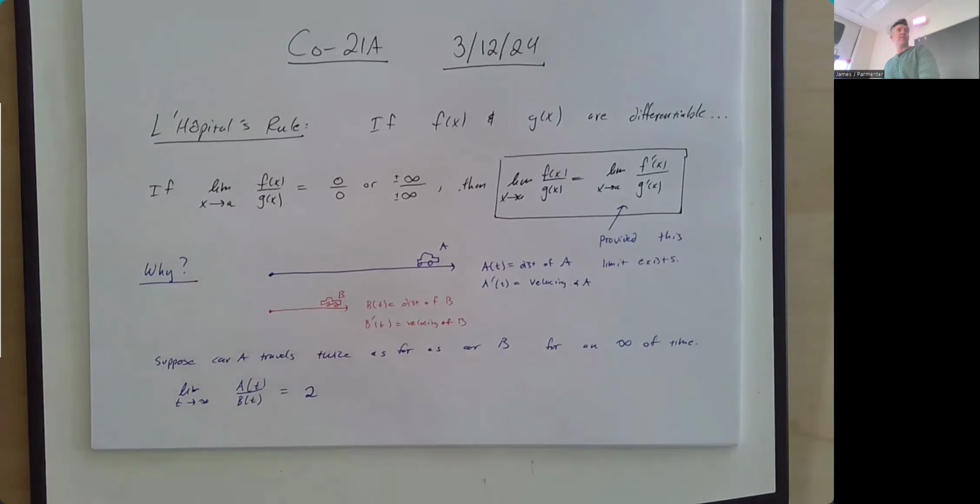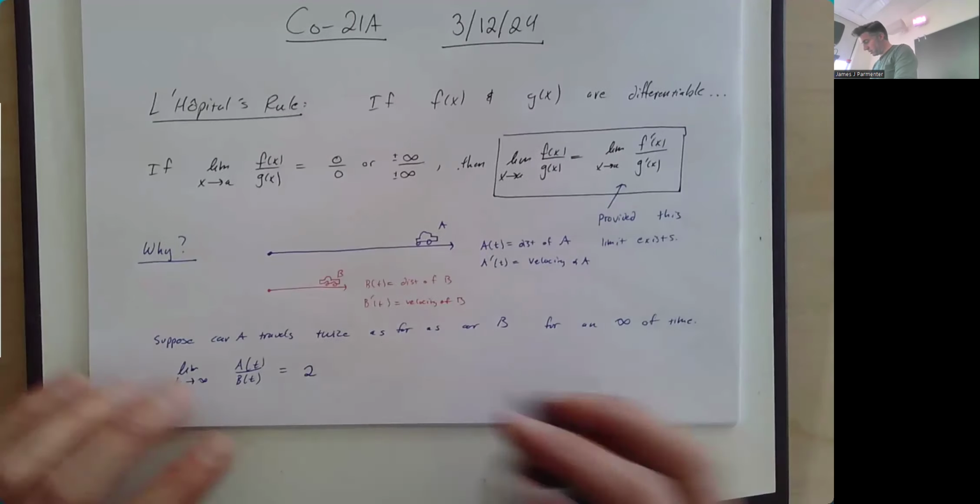It's an infinity over infinity type because the distance is infinite, right? If you travel forever, you go an infinite distance. But the ratio of those infinities is that the top one is twice as big as the bottom one. But what does this mean about their velocities? Well, if both cars travel forever and car A goes twice as far as car B, it essentially means that car A had to have been driving twice as fast as car B the entire time.